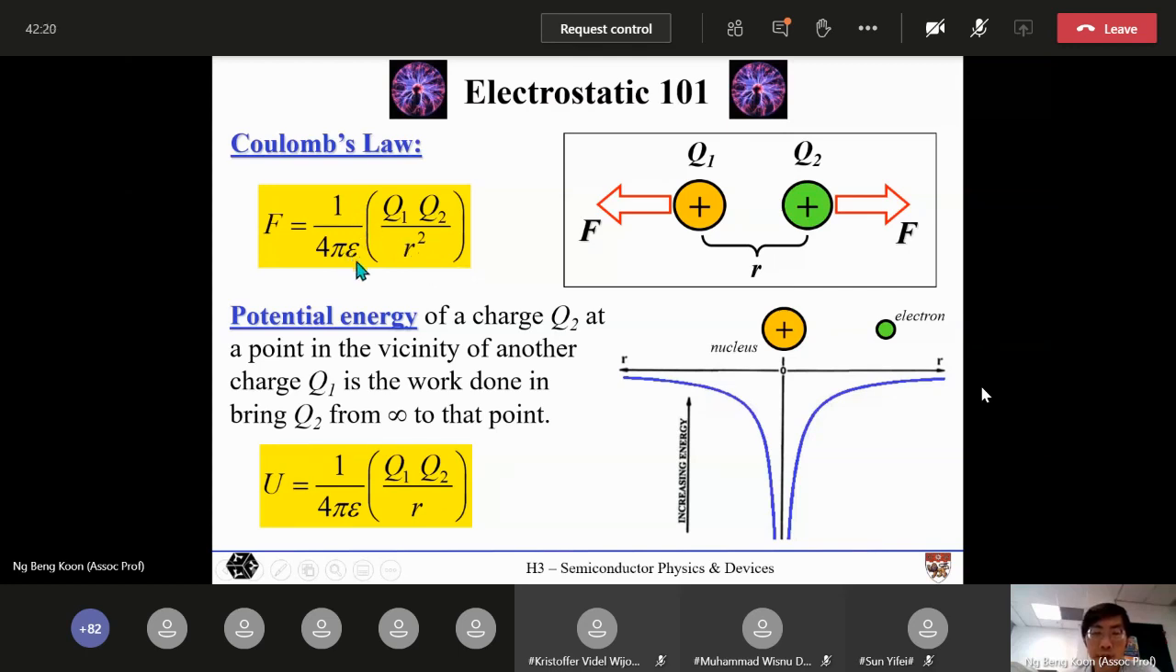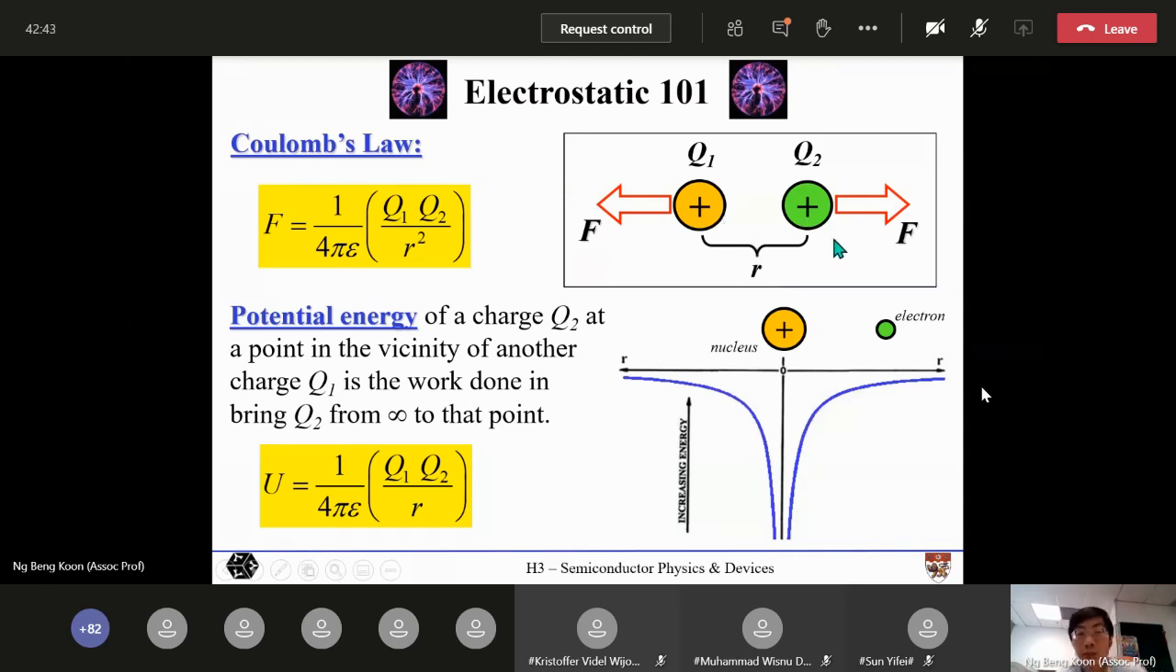This 1 over 4 pi epsilon is a constant. The epsilon is the permittivity of the environment that the charge is in. And of course pi is 3.142. So the force exerted on each of these particles is proportional to the product of their charges divided by the square of their separation.